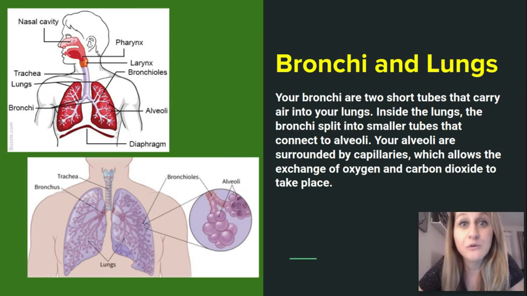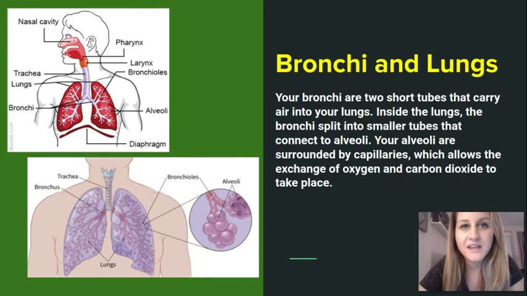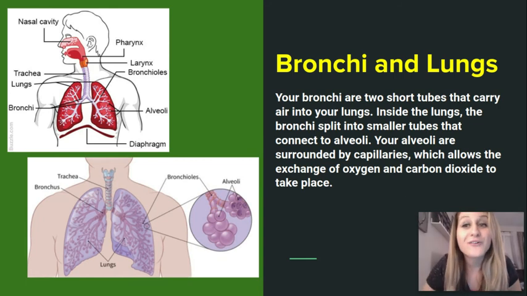All right, now your lower respiratory system, you have the bronchi and your lungs. Your bronchi are 2 short tubes that carry air into your lungs. So when we say bronchi, that word is plural. If we're referring to the singular form, it would be bronchus. So you have 2 of them. So your bronchi, they branch out once they're inside of your lungs. They split into smaller and smaller and smaller tubes called bronchioles.